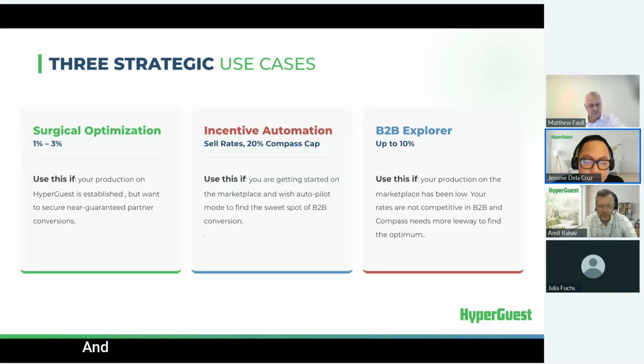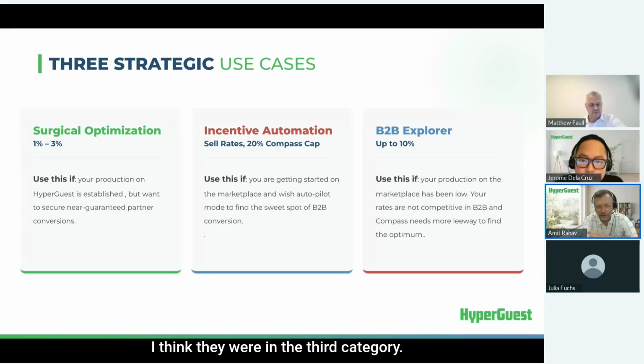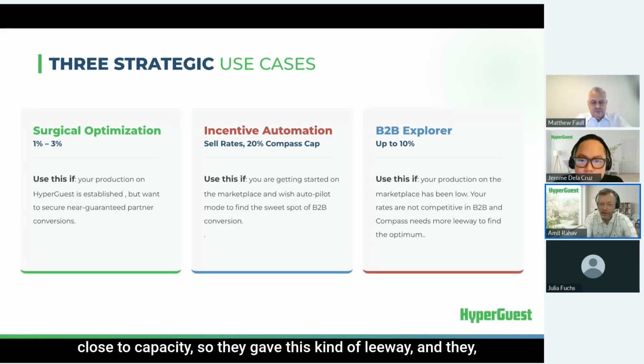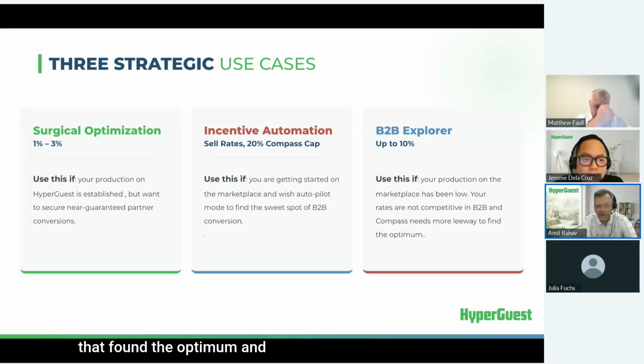Yep. But I think we'll hear from Swiss-Belhotel. I think they were in the third category. They were already selling with net rates, but not coming close to capacity. So they gave this kind of leeway, and they found the optimum and 10x the number of bookings. So I think we can learn an example of this third category when we hear from Matt.